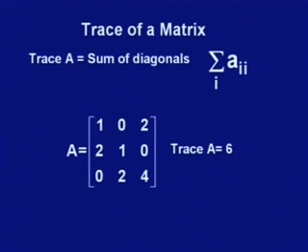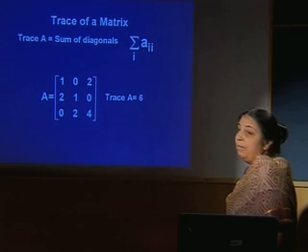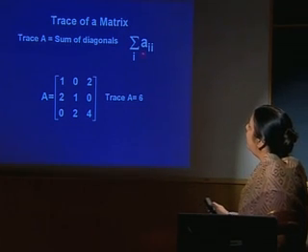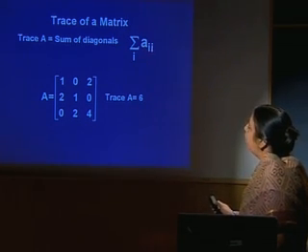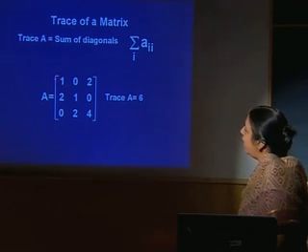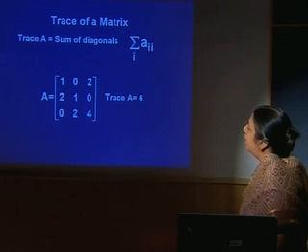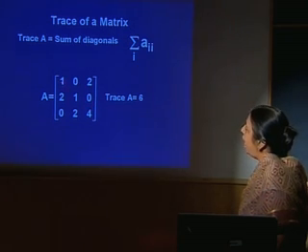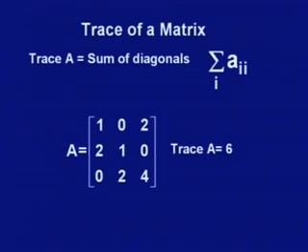Now, next concept is trace of a matrix. Trace of a given matrix A is defined as sum of its diagonal elements. Diagonal elements are identified by equal indices. So, sum of diagonal elements is nothing but a_ii summed over the index i. That means, if the matrix A is given as this 3 by 3 matrix, then trace of A will be the sum of the diagonal elements, this and this. That means, trace of A is 6.